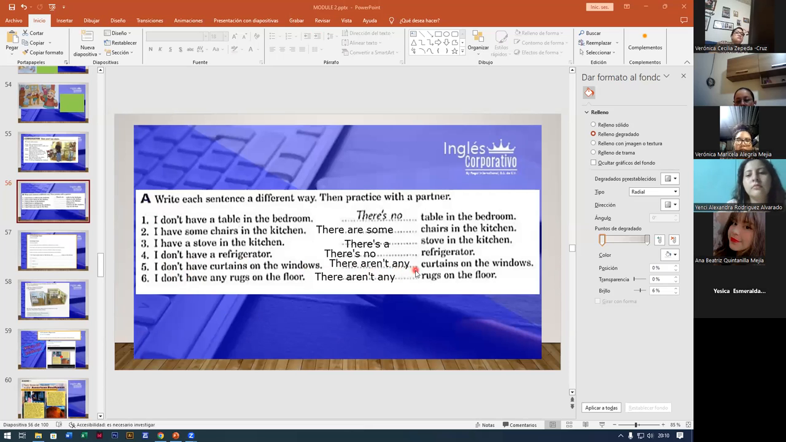There aren't any. Because it's negative and it's plural. Pero ya pasarlo al que sí hay sería. There aren't any. There aren't because it's plural. It's plural form. Mm-hmm. So with the verb of possession, you have the verb have. I don't have.